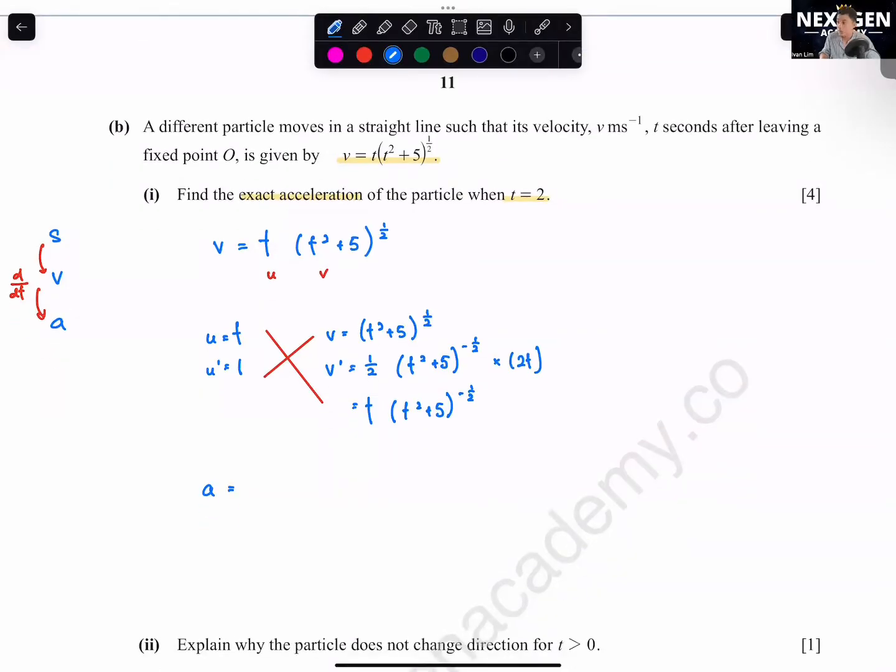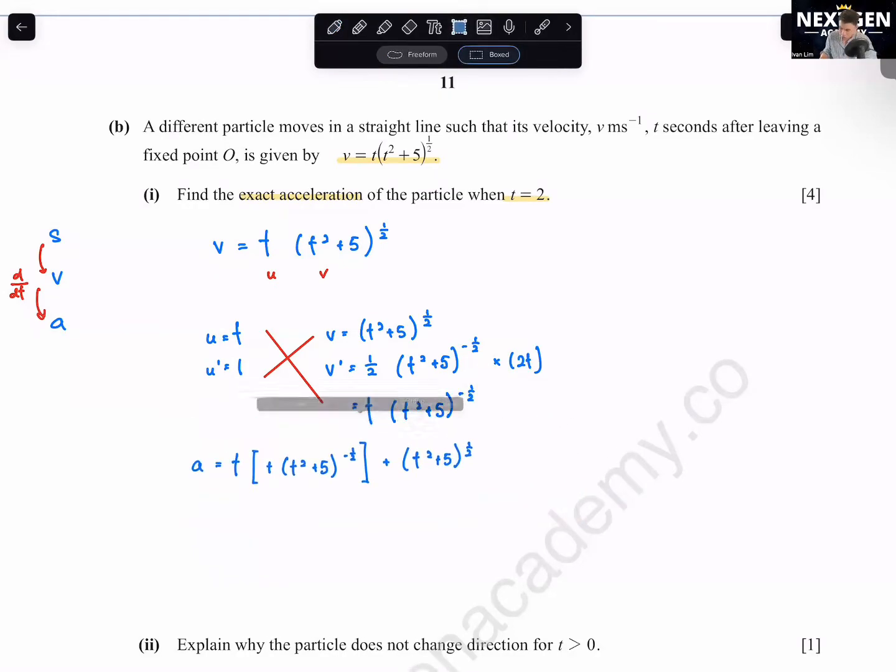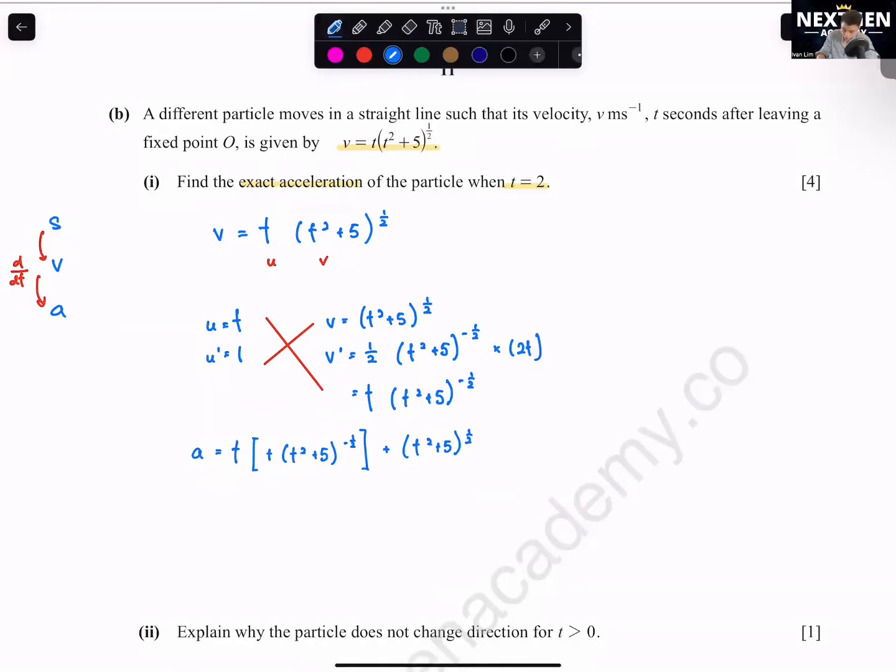A is equal to t times t squared plus 5 negative 1 over 2 plus t squared plus 5 power 1 over 2 times 1. Okay, we don't need to write the times 1. Do we want to simplify this one here? You don't have to go and do more because they are asking you to find a specific value. So maybe the most you just do this: t squared plus 5 negative 1 over 2 plus t squared plus 5 power 1 over 2. From here, don't go and do extra things.